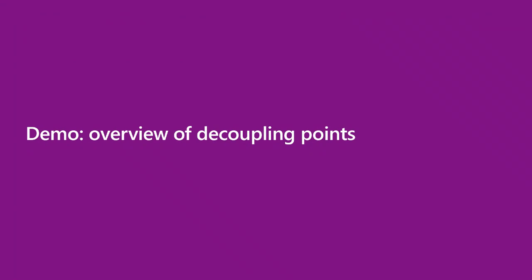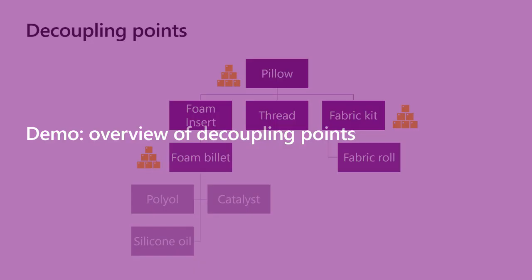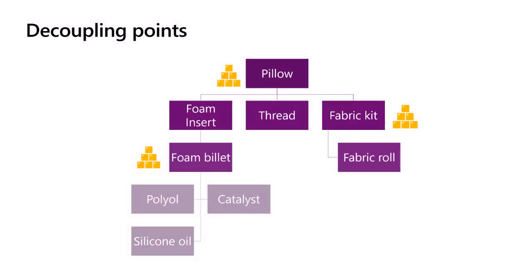Now we've seen this for a decoupling point. But what if you had many? How do you get that overview? So in our pillow example, we had two other decoupling points. Let's go back to the demo to see how you would see them.